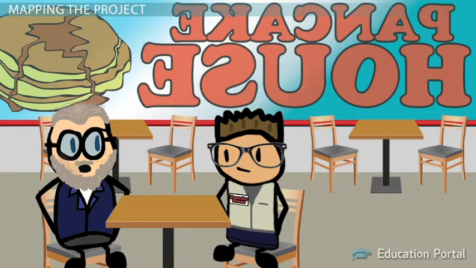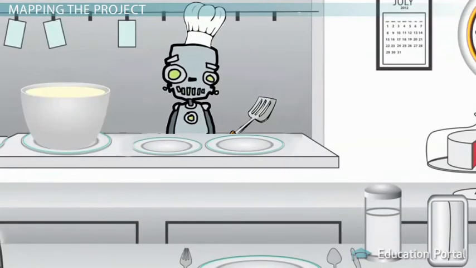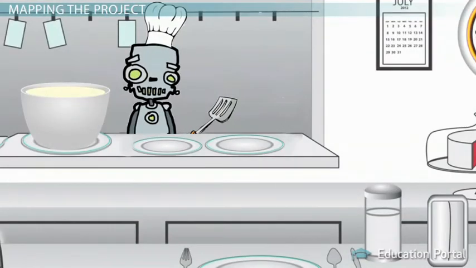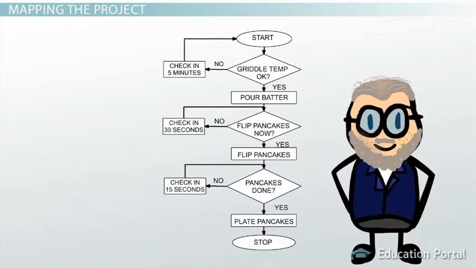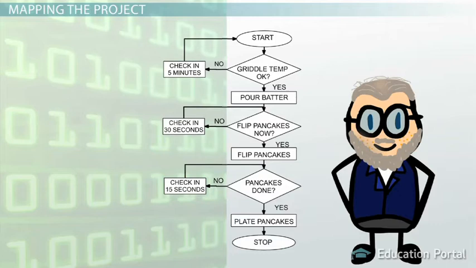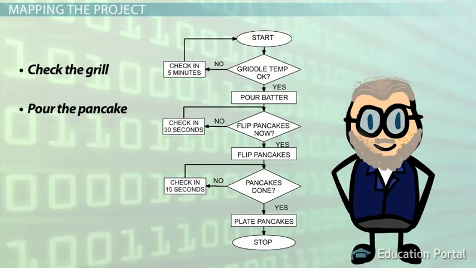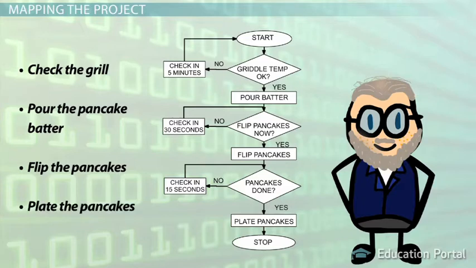Fred, the owner of the Pancake House, has hired me to program Fubar, a robot who will replace Sue, their retiring cook. So far in the project, I've drawn a simple activity flowchart. I've used it to start building the code for the prototype demonstration that my robot, Fubar, did for Fred. It was pretty stripped down with only 4 activities. Check the grill, pour the pancake batter, flip the pancakes, plate the pancakes.